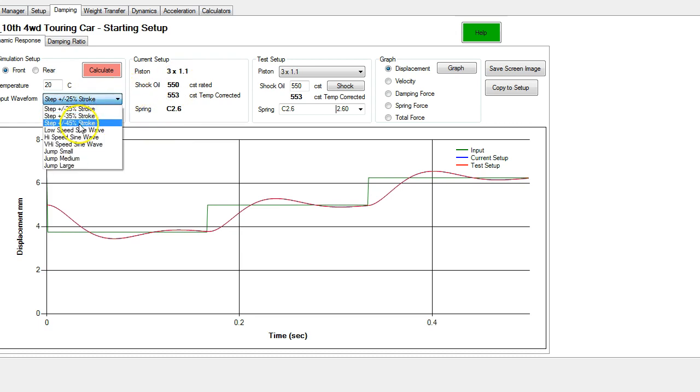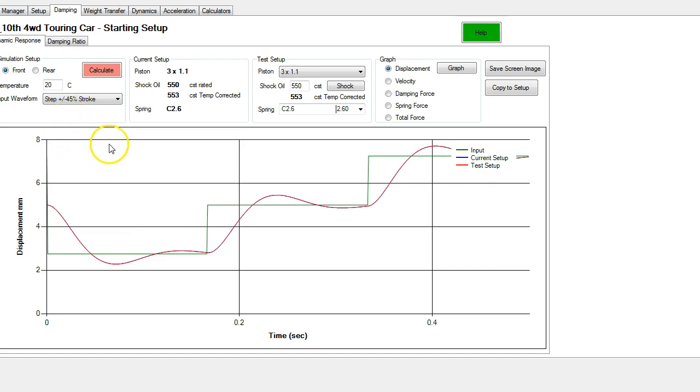So we're going to do a plus or minus 45% stroke. Step responses just allows you to see a little bit more clearly what's going on. So initially here we're seeing our graph. This is in compression, and then this is in rebound, this one here. So if we're going to decrease the damping, we're going to go to a lower weight oil. So let's run that. And now you can see we've got two graphs here.